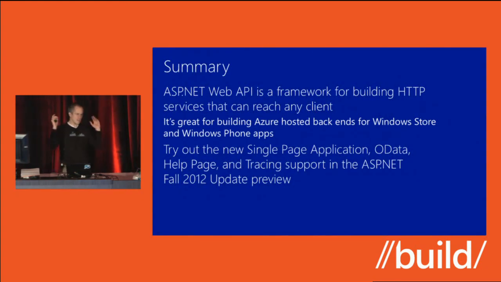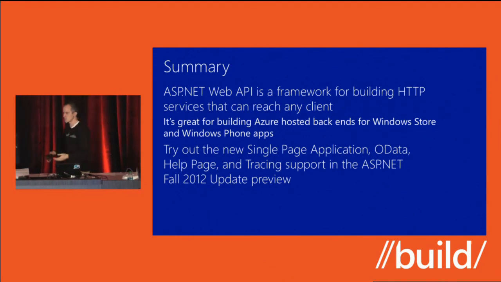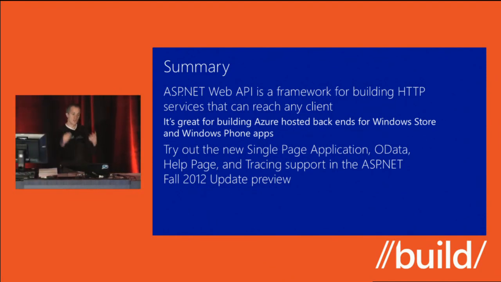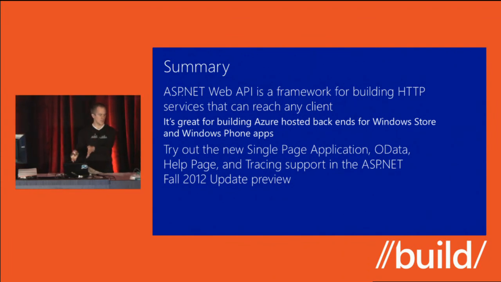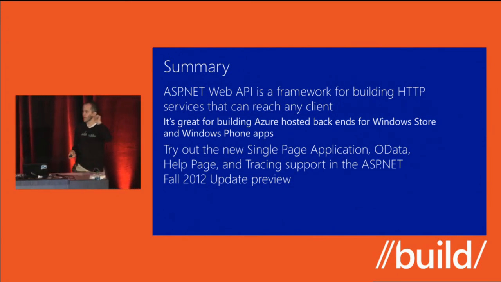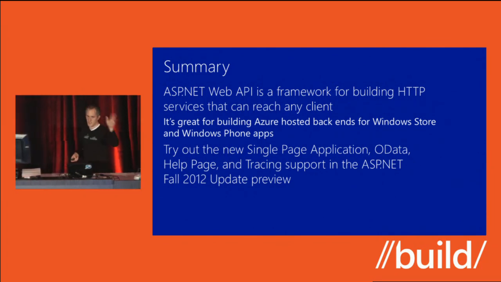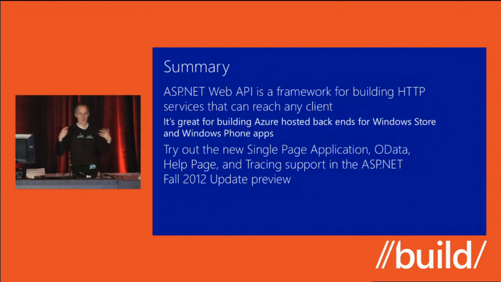So in summary, thank you for sticking around. ASP.NET Web API is a great framework for building HTTP services that can reach any client. It works great for building backends for Windows Store applications. You can publish them up to Azure. That was all hosted in Azure, what you saw. It takes 2 seconds to do that publishing. It's really simple. Give it a spin with the new ASP.NET Fall 2012 update. That's where you'll find the new SPA project template. You'll find help page for Web APIs. You'll find OData support. You'll find the tracing support wired up by default. It's pretty cool. Give us your feedback, and I'm happy to stick around for questions.